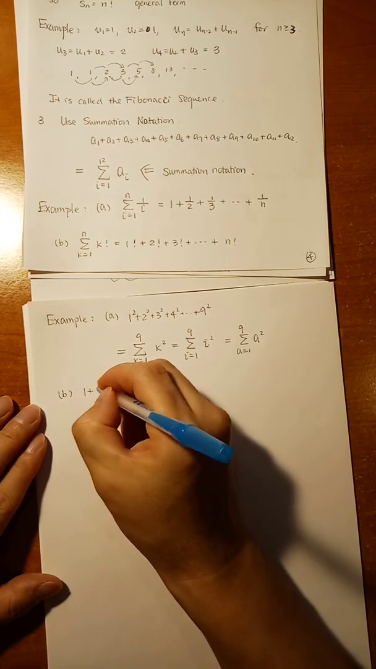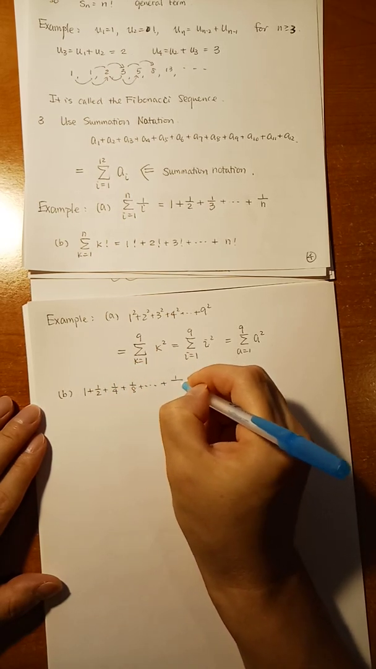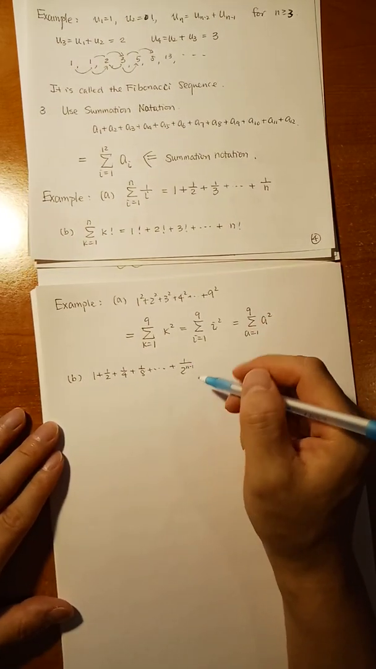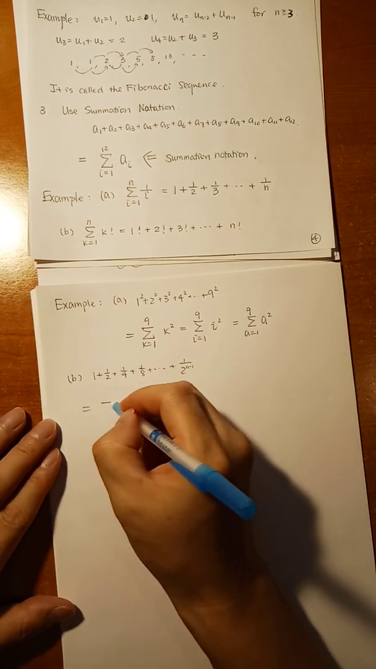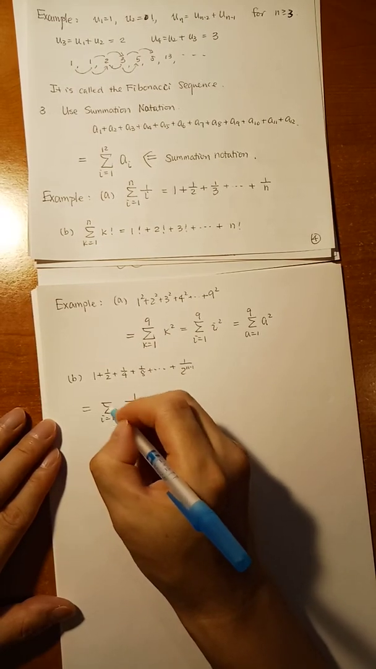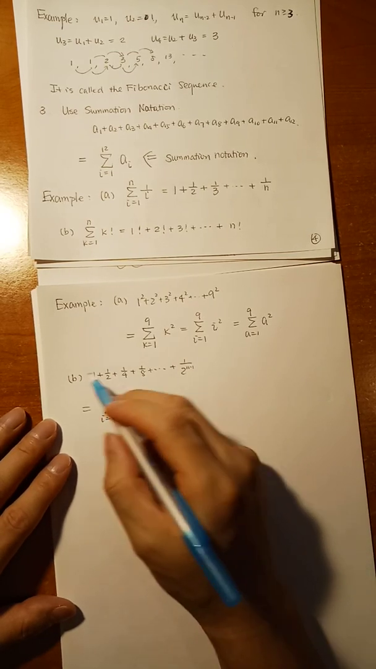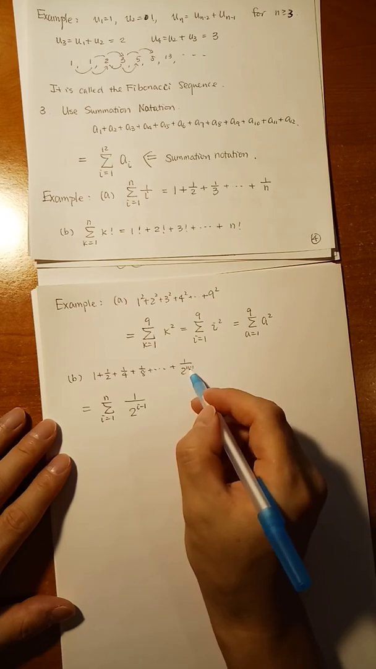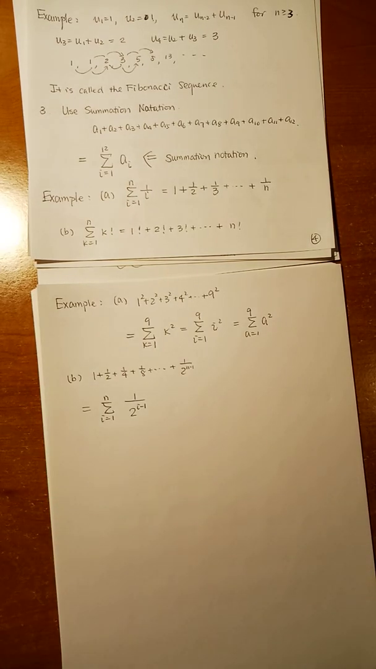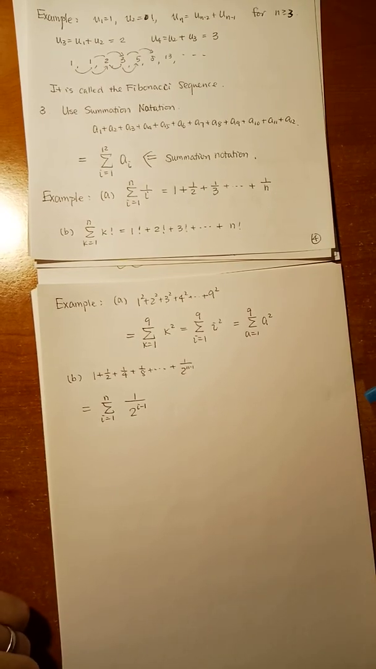Okay, next one. 1 plus 1/2 plus 1/4 plus 1/8 up to 1/2 to the n minus 1. Okay, so this is a general term, 1/2 to the n minus 1, the nth term. Then what is this? It's 1/2 to the I minus 1, I is from 1 to n. When I is 1, 1 minus 1 is 0. 2 to 0 is 1. 1/1 is 1. When I is n, it's the last term. So it starts from 1, stops at n. You choose the index letter I. Okay, so that's writing a sum in the summation notation.